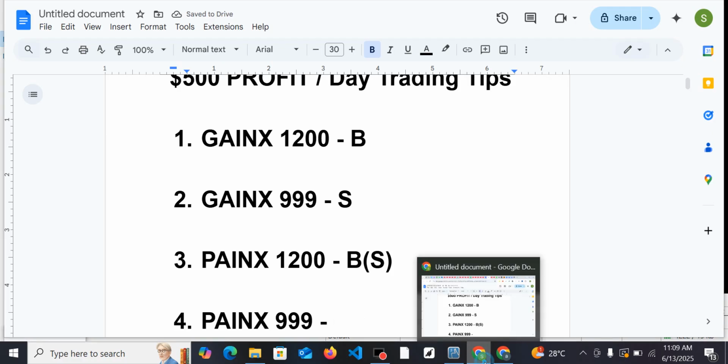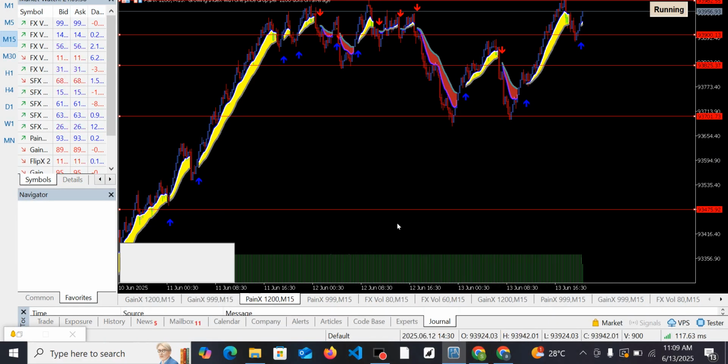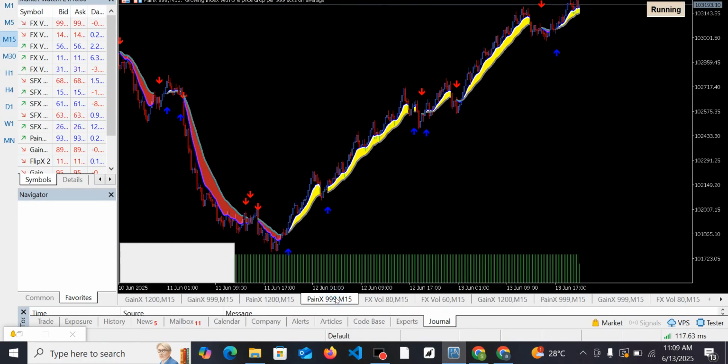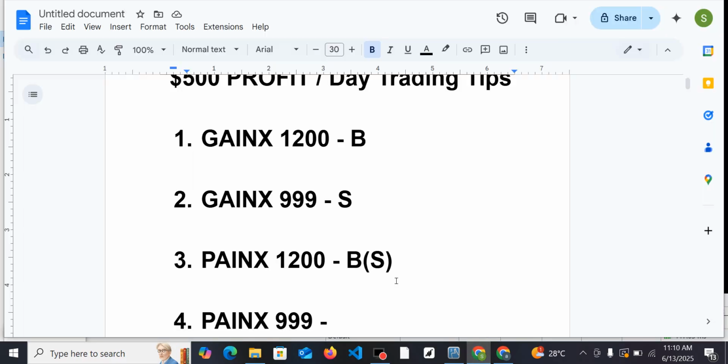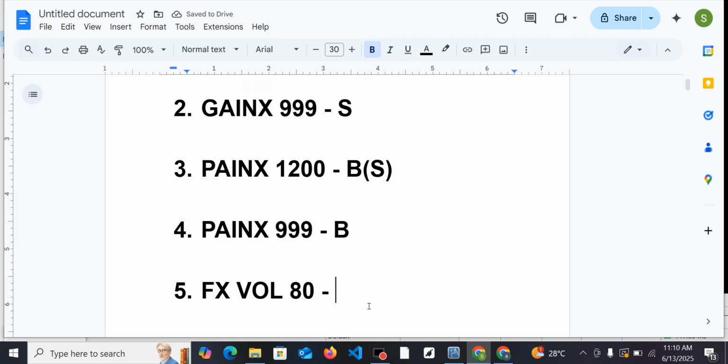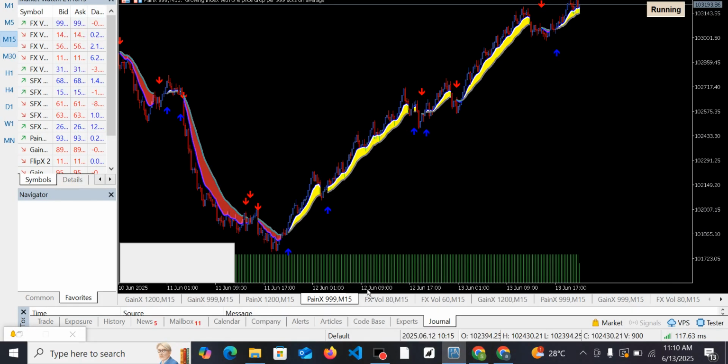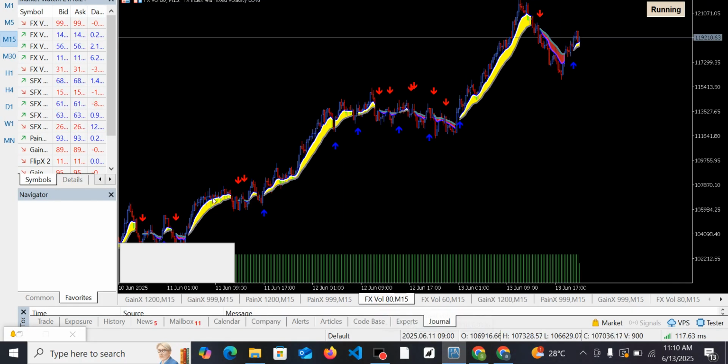Okay, so next asset is going to be Paynex 999. Let's check it out together. This is Paynex 999. It had been on uptrend right from this support zone, and it has been buying since then, and it is still buying. If it breaks out above the resistance zone, it's going to buy more. If it does not, it will go back on downtrend. So this is still very much on uptrend. Okay, so it is still buying until it is unable to break out above the next resistance zone. Let's check out FX volume 80.